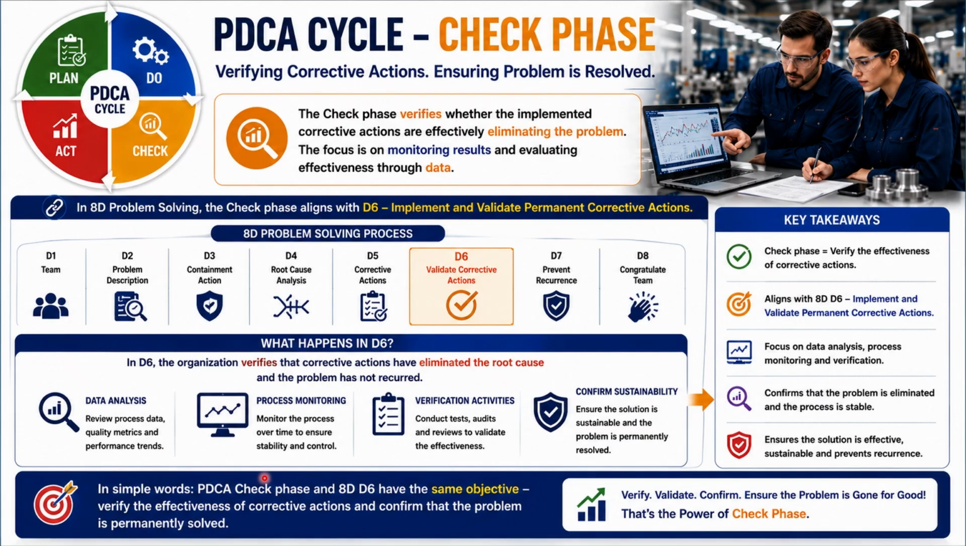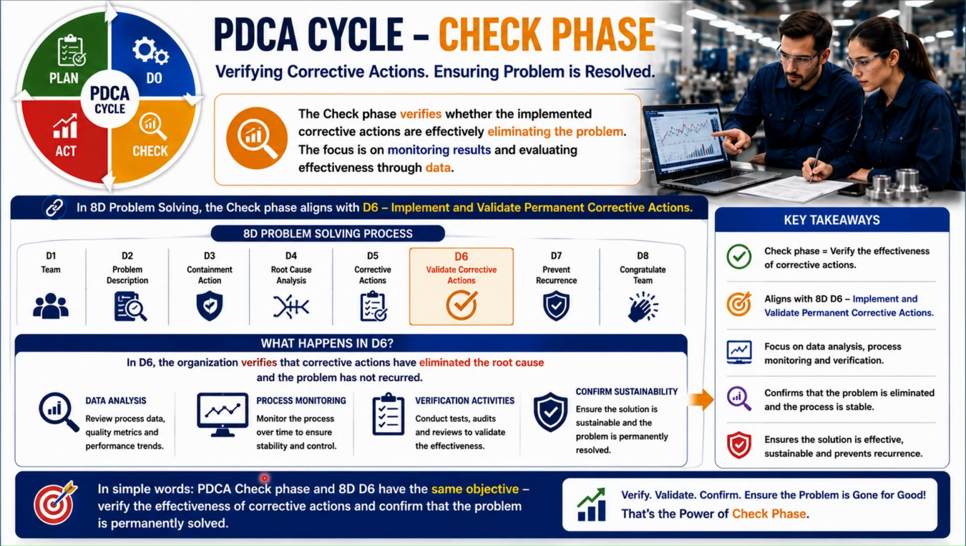corrective actions. In D6, the organization verifies that the corrective actions have successfully eliminated the root cause and that the problem has not recurred. Engineers review process performance, analyze production data, monitor quality metrics, and conduct verification activities to confirm that the implemented solution is both effective and sustainable.